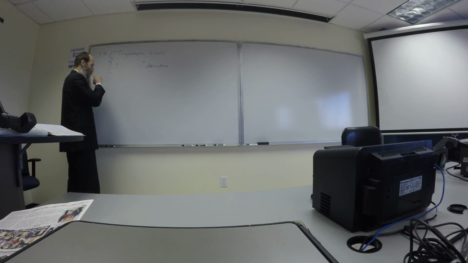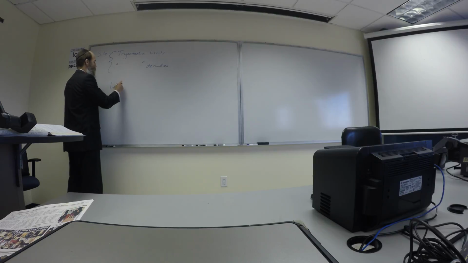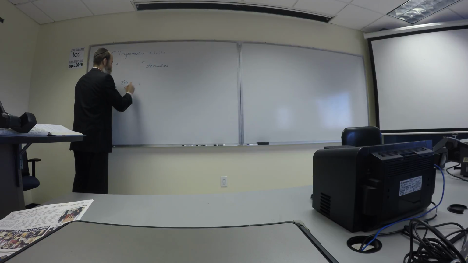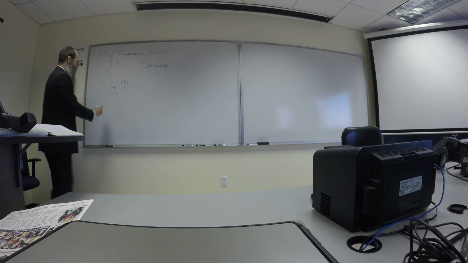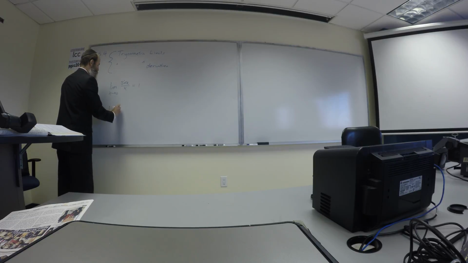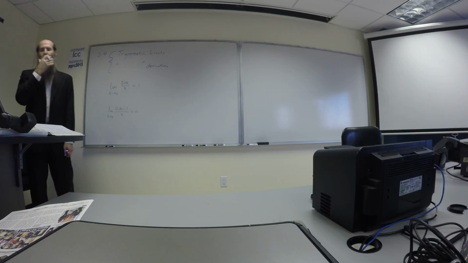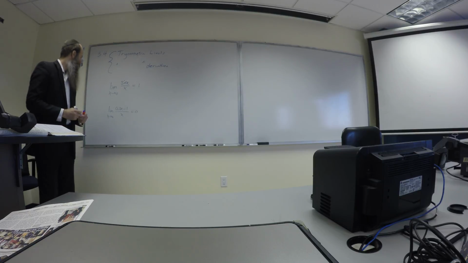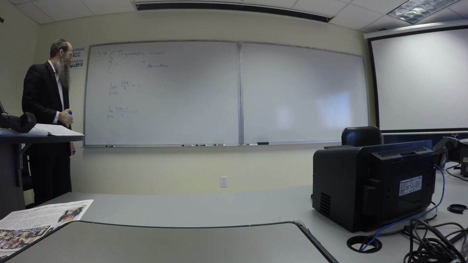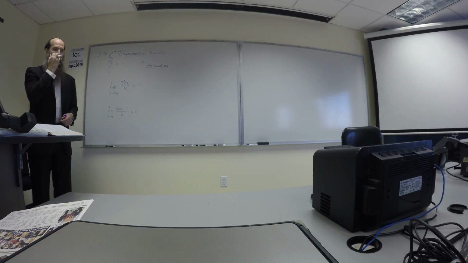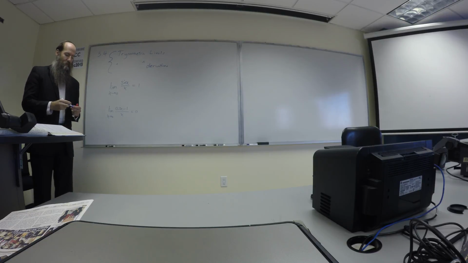The two basic limits you want to memorize are these. The limit of sine x over x as x goes to 0 is 1. And the limit of cos x minus 1 over x as x goes to 0 is 0. Okay? So just memorize those two things. We're not going to prove them. We're going to use them. We're going to use these two known results to talk about other limits.